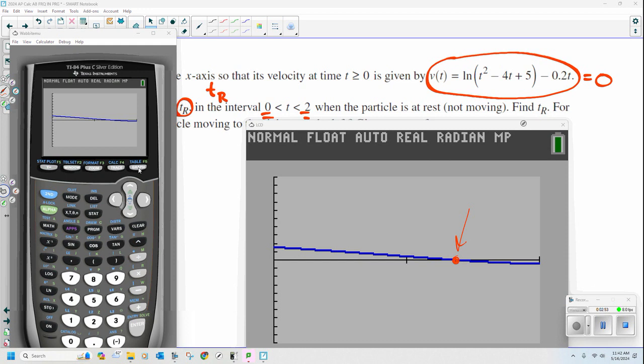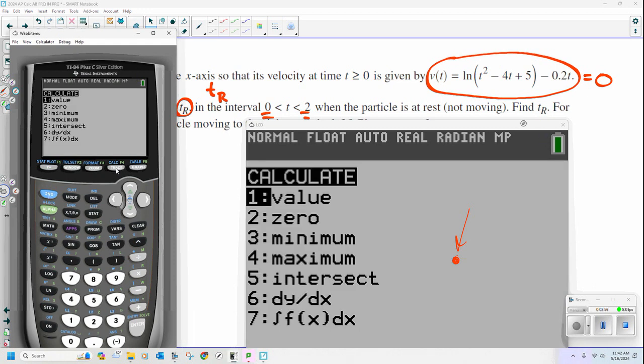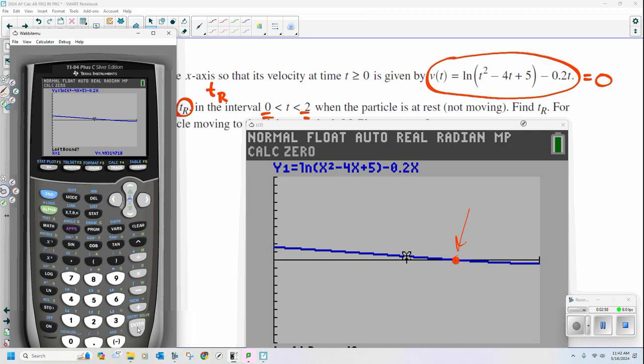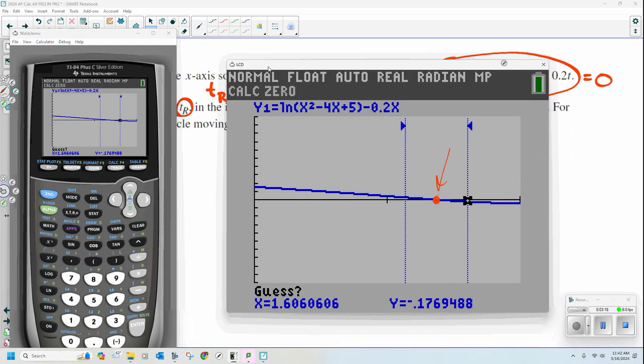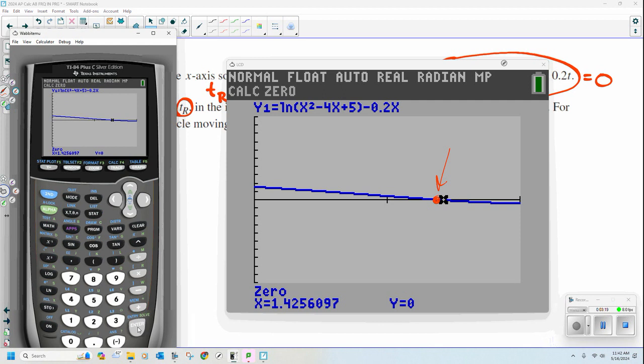Okay, so I'm going to use second trace, the zero function. And I am going to make sure my cursor is to the left of that orange dot. And it is. I'll hit enter. And I got to go to the right of that. And I want to be obvious with it. I'm now far enough to the right. And when I hit enter one more time, on the bottom left, it's going to tell me what that zero is. It is 1.426. We will round this 5 up to a 6. 1.426.